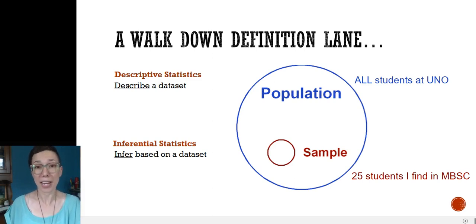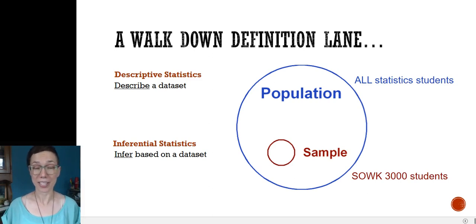So a sample is a way of reflecting a larger population. However, a sample is focused on a smaller subgroup within that population. So a sample within the population of all students at UNO might be the 25 students I happen to find at Milo Bail Student Center who are sitting there as I'm walking through the building.